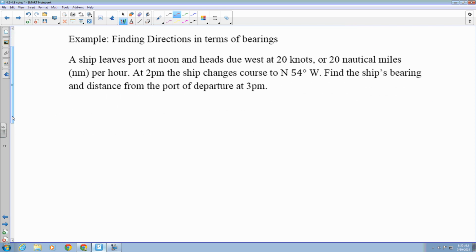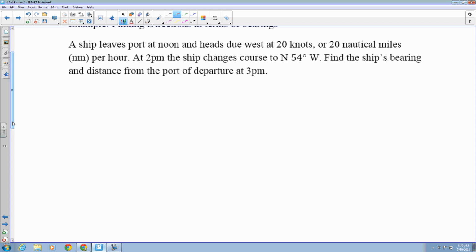A ship leaves port at noon and heads due west at 20 knots, or 20 nautical miles per hour. So let's draw a picture here while we're talking about it. That looks terrible, but let's just say that's 20. It's doing it for 2 hours, so it's not actually 20 nautical miles, it's actually 40 before they change direction.